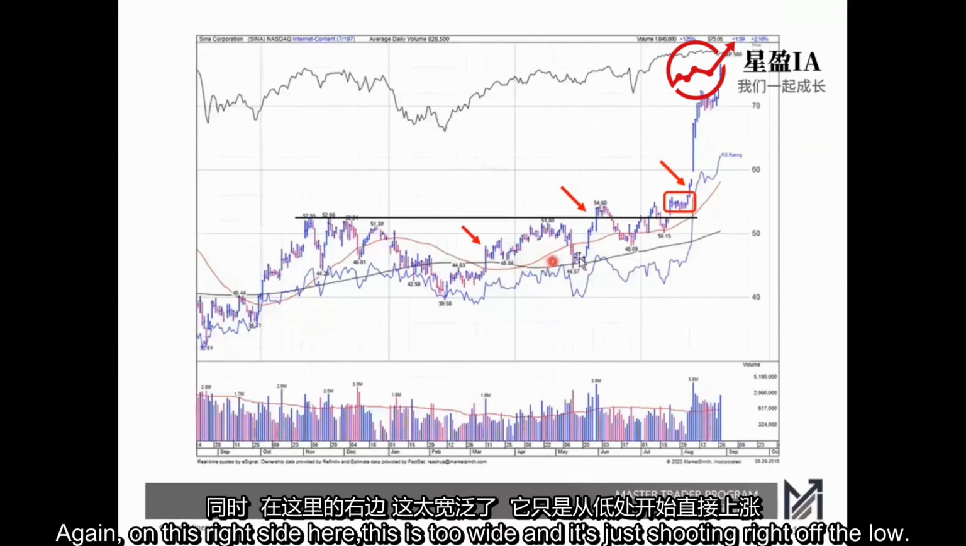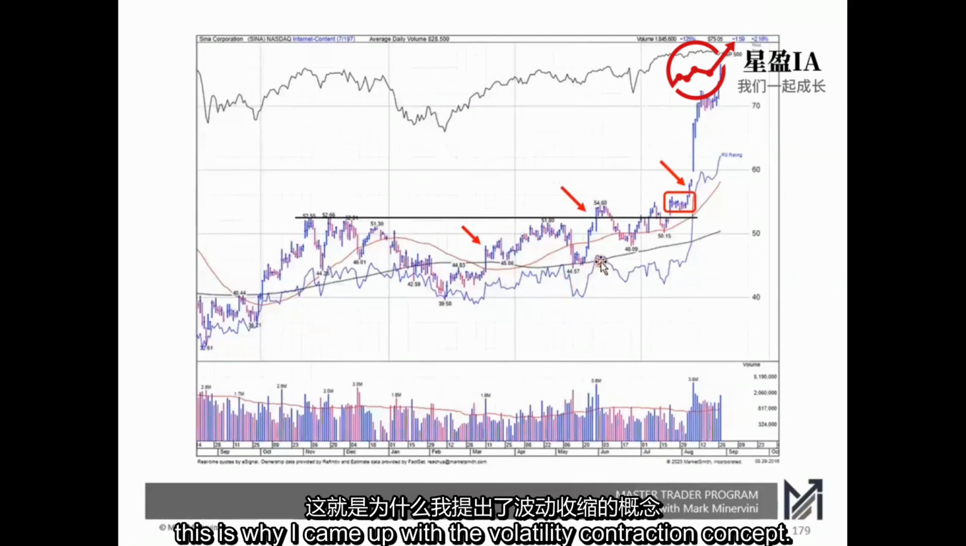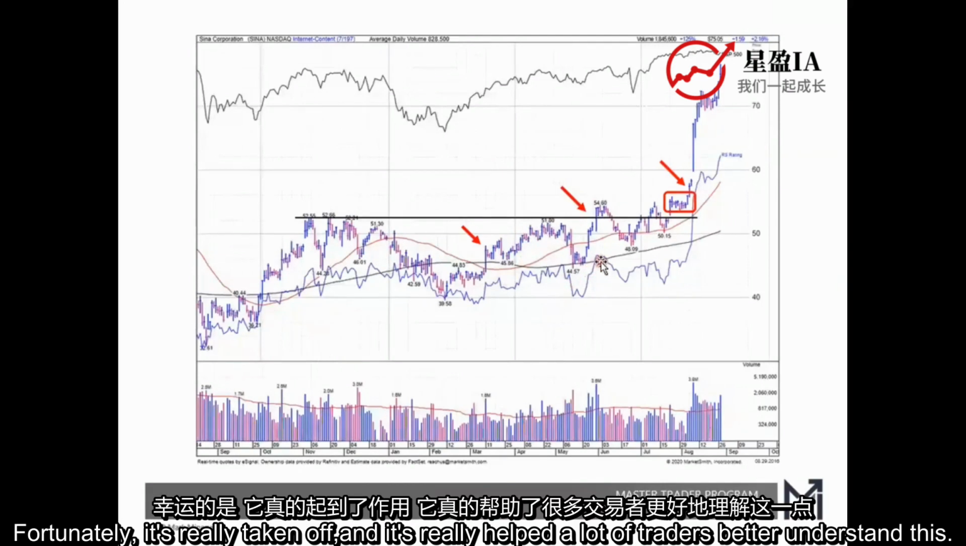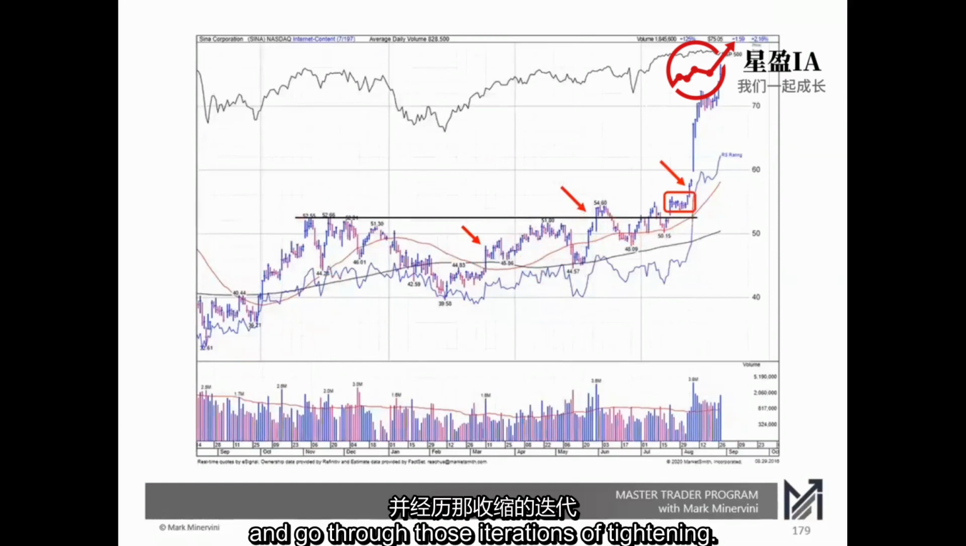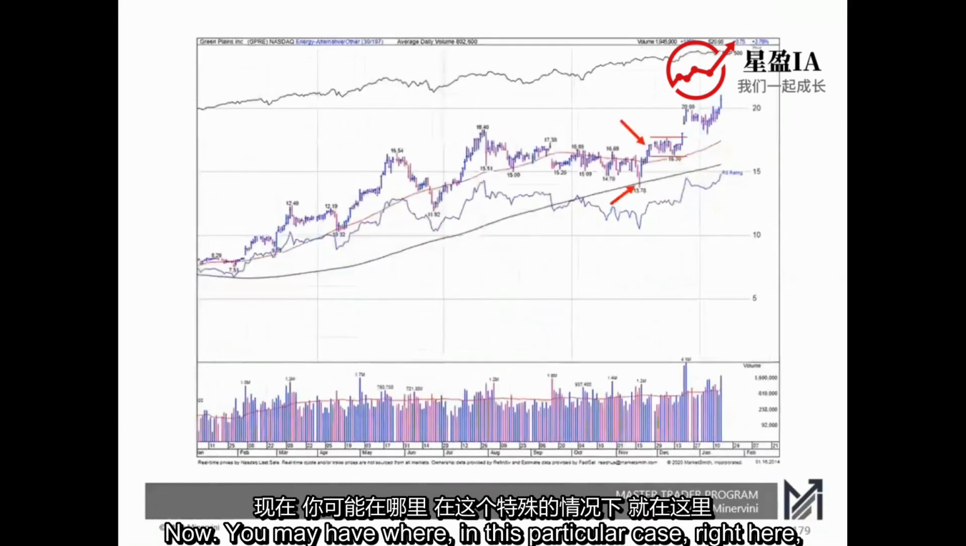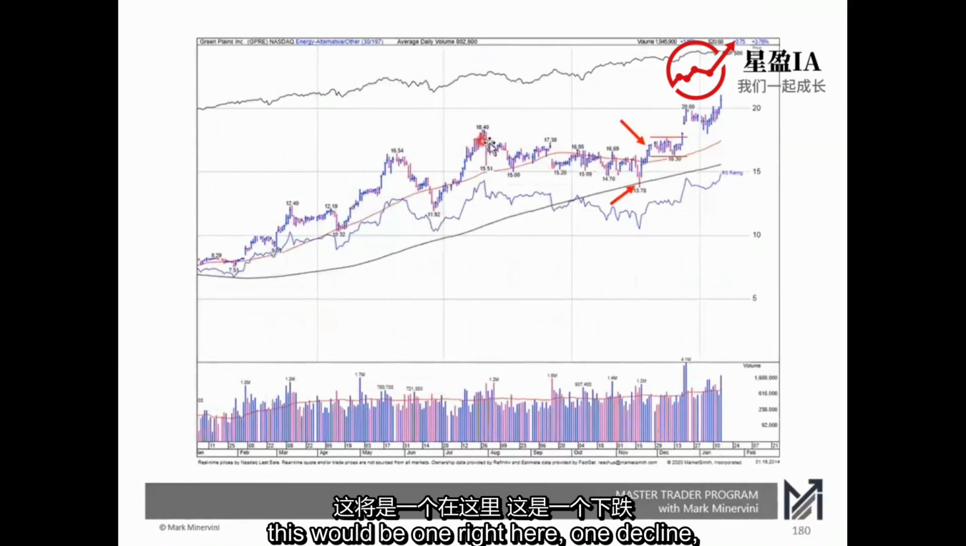So again, on this right side here, this is too wide, and it's just shooting right off the lows here. You don't have that tightness. So to be able to illustrate this is where I came up with the volatility contraction concept. And fortunately, it's really taken off, and it's really helped a lot of traders better understand this. And the key is that you really want to wait for that tightness on the right side and go through those iterations of tightening.